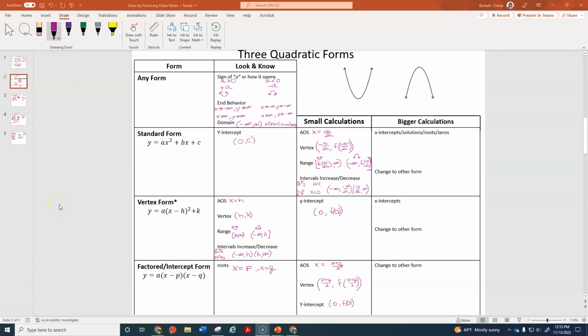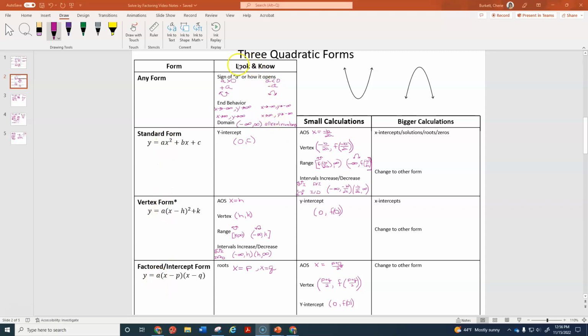Okay, so I've got mine filled in. I may have added a few things to hopefully clarify some stuff. Like I noticed that some of you are struggling with the notation A is greater than 0. That's just another way of saying you have a positive A. And by the way, you notice that each one of these forms has an A value. A right there, A right there, A right there.